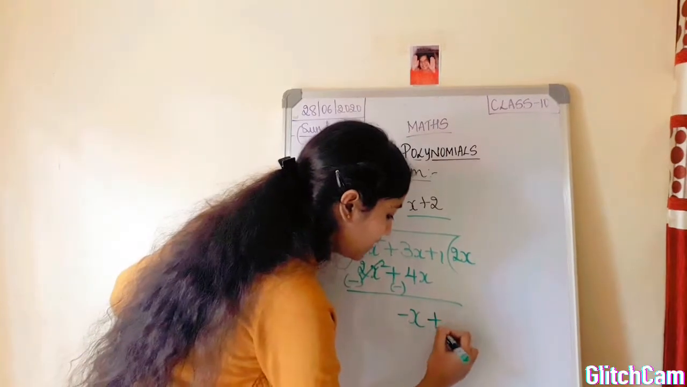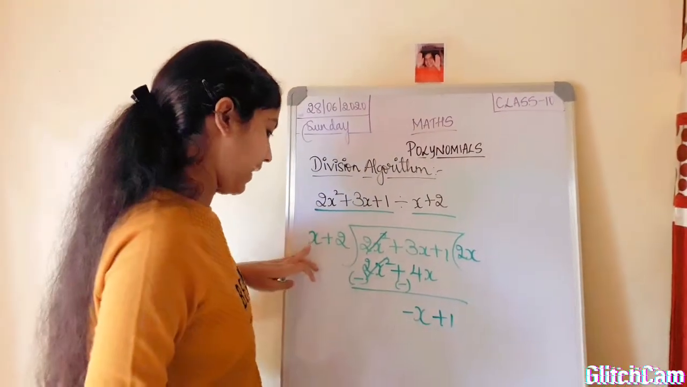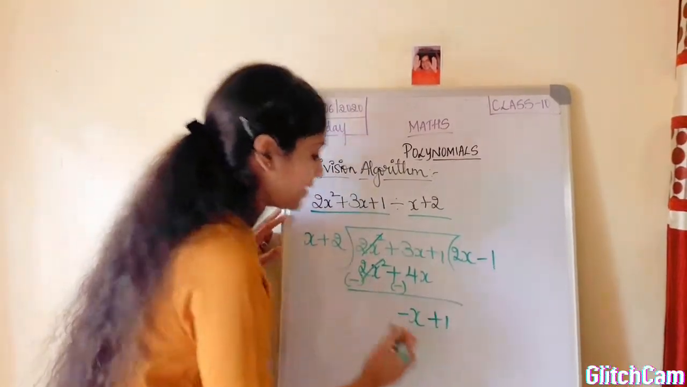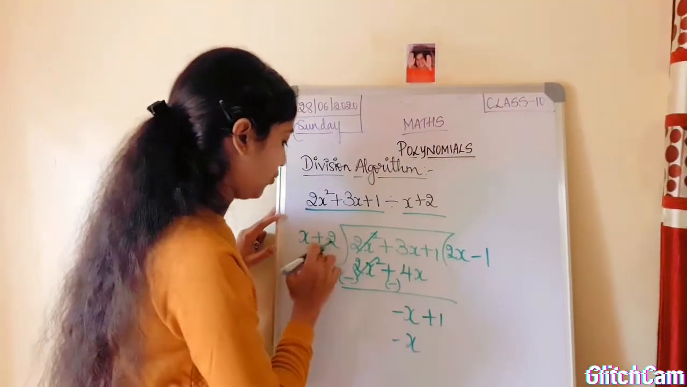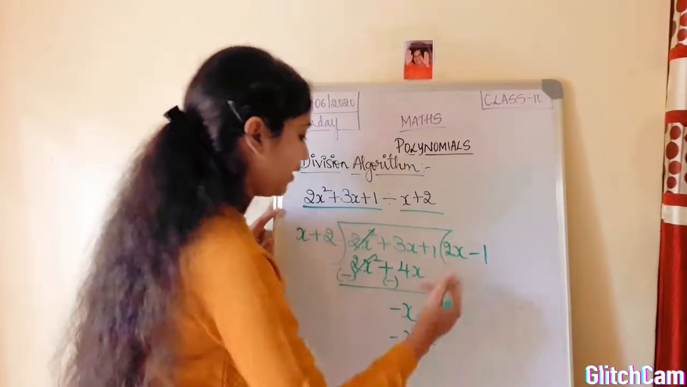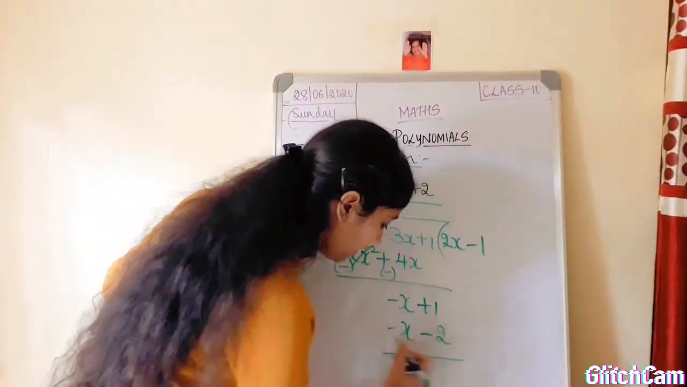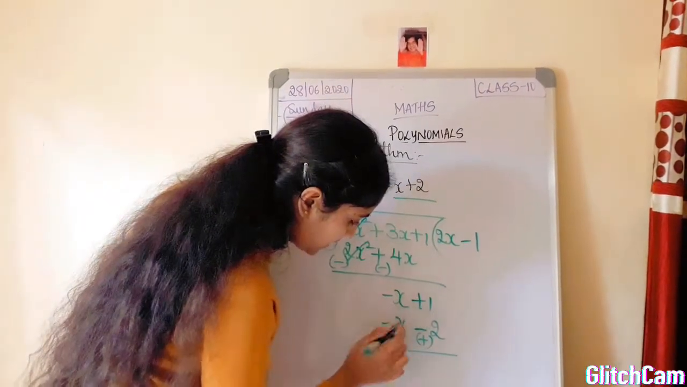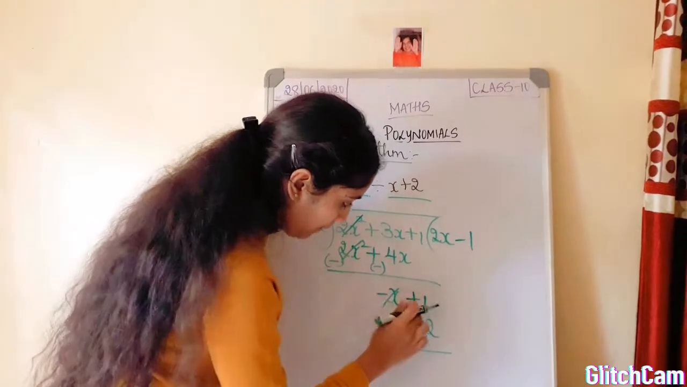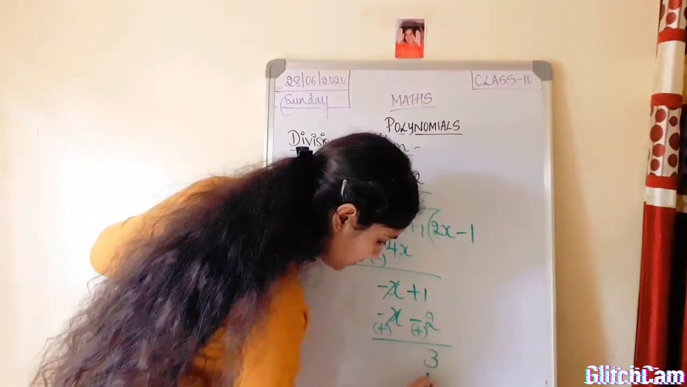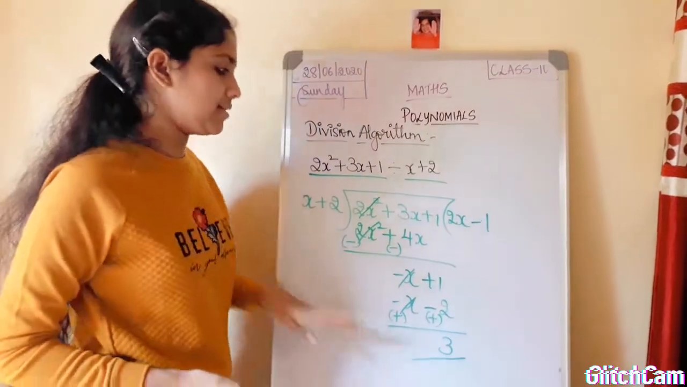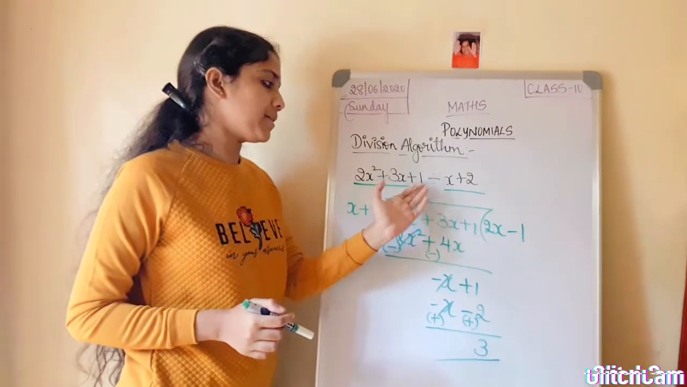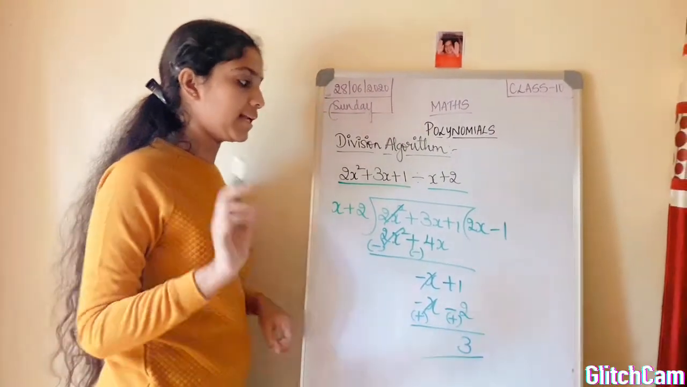Minus x plus 1. Now you have x and x, so it is the same. Minus 1. Minus 1 into x is minus x. Minus into plus is minus. 2 into 1 is 2. Now again change the sign. Minus x plus x cancel. Plus 1 plus 2, 2 plus 1 is 3. So this is the answer of this question. When you divide 2x square plus 3x plus 1 by x plus 2, you get 3 as your remainder.